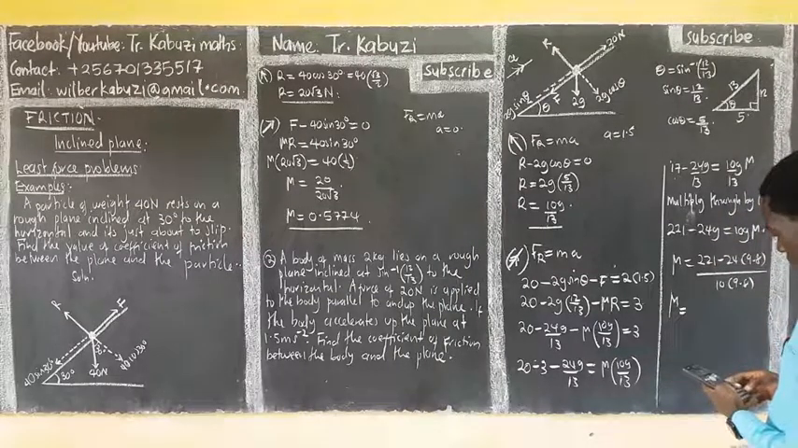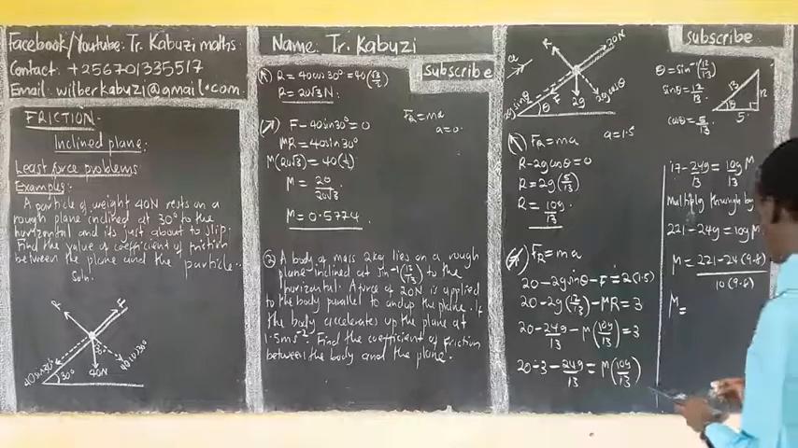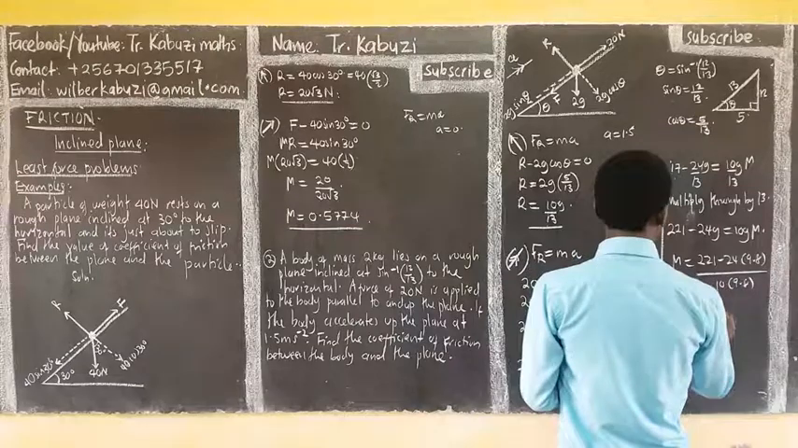And so our mu there is going to be 221 minus 24 times 9.8, divided by 98. So here I'm getting negative 0.1449.